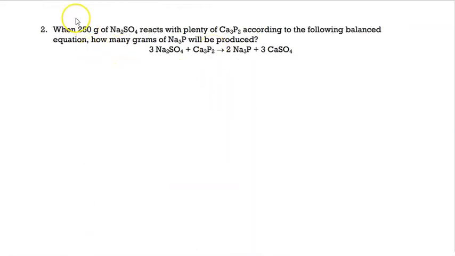Number 2, they give you a balanced reaction, so say thank you very much to the ChemQuest people. But so we're going to pick right up at step 2. Okay, so we have 250 grams of sodium sulfate, right? Reacts with plenty of calcium phosphide according to the following, how many grams of Na3P? So I'm going to go question mark grams. I only have to do one stoichiometry question here. All right, so if I have 250 grams of sodium sulfate, how much sodium phosphide do I get based on this reaction?